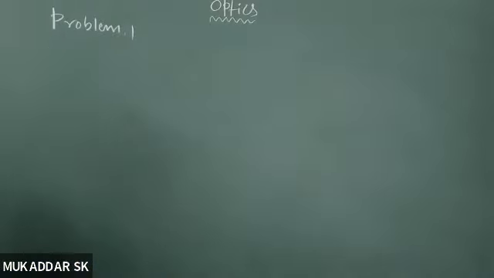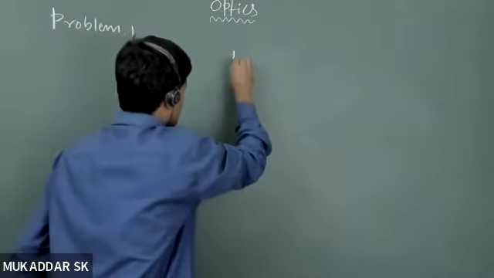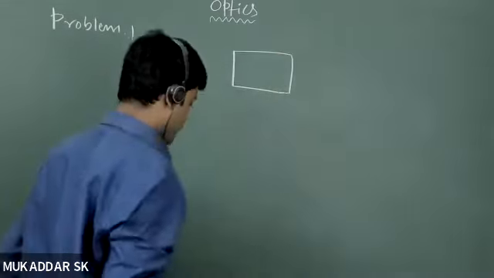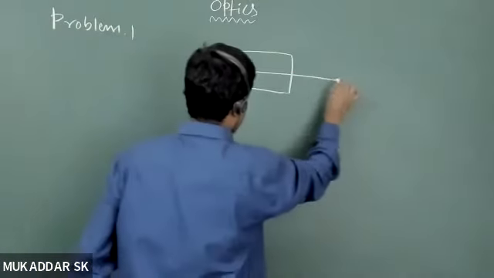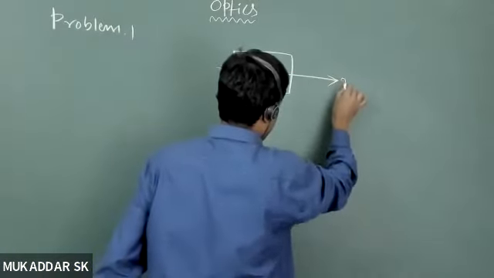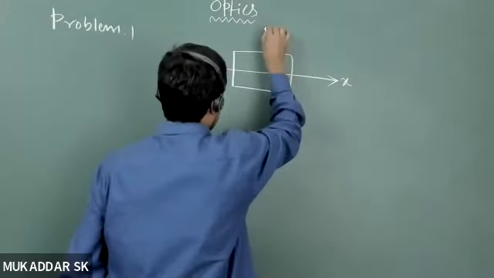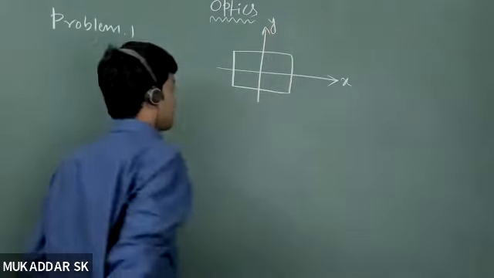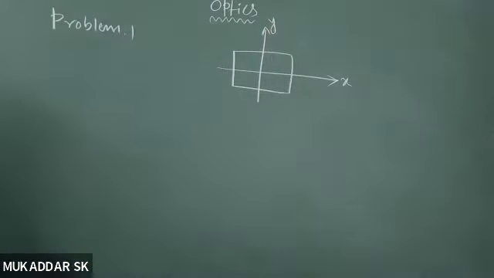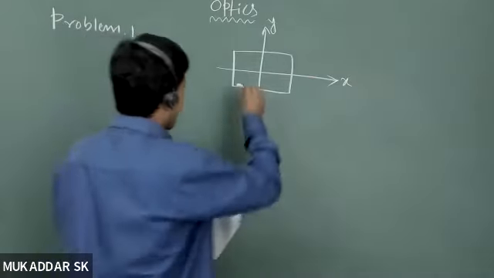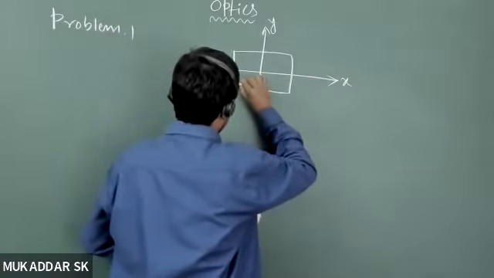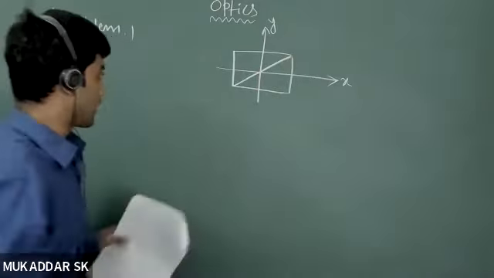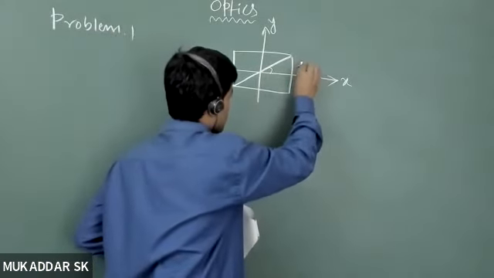So first problem, suppose you have a double refracting crystal. This is the x-axis, and this is the optic axis, and the y-axis is the vertical axis, perpendicular to the optic axis. Now suppose a plane polarized ray is incident on this double refracting crystal at an angle of 30 degree.